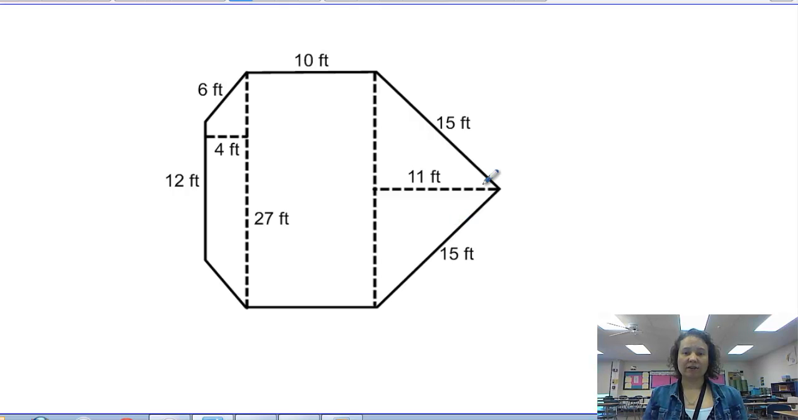So go ahead and pause the video now and figure out the area of this large figure, and we will talk about this at the beginning of class. So once you've figured out the area, you can unpause the video and be done, and just make sure you bring your notes and your solution to this problem to class.